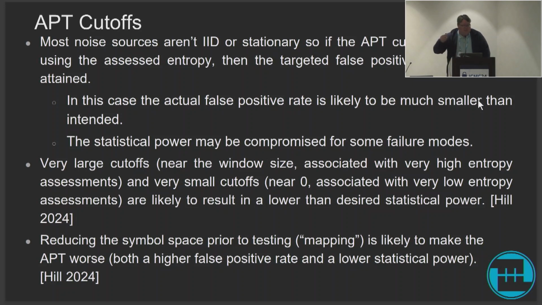Just as an additional aside, if you're reducing the symbol space prior to testing, like mapping the symbols down, that tends to make the APT worse, in the sense that you get a correspondingly higher false positive rate and a correspondingly lower statistical power as a result. So it tends not to be terribly helpful.